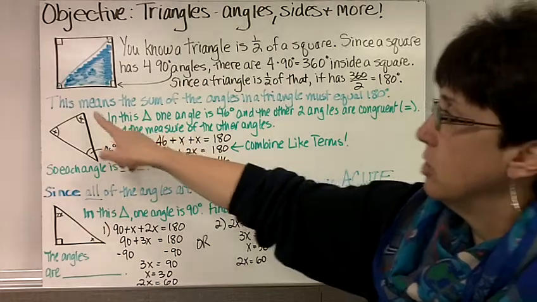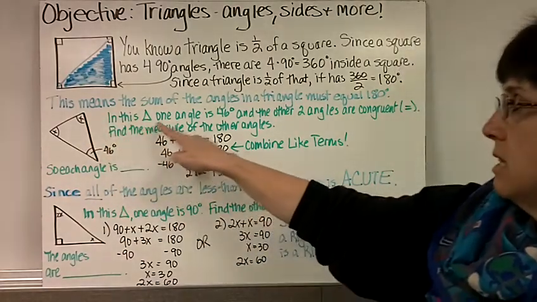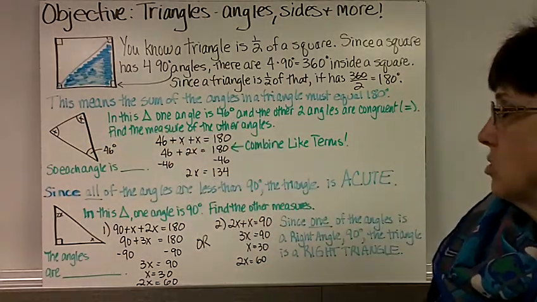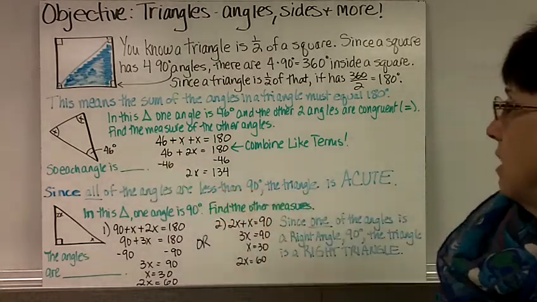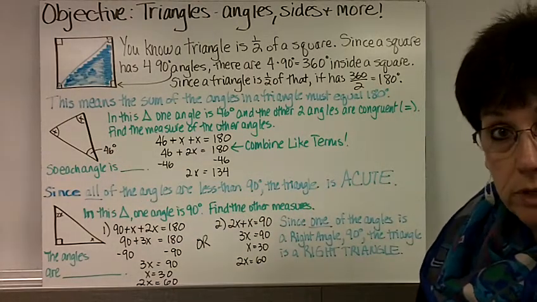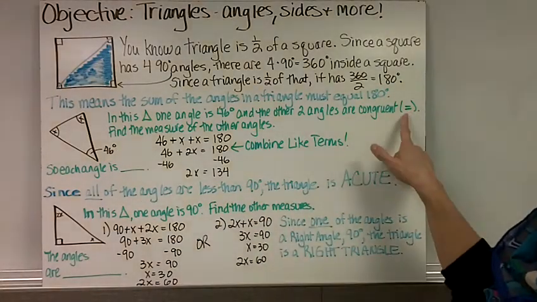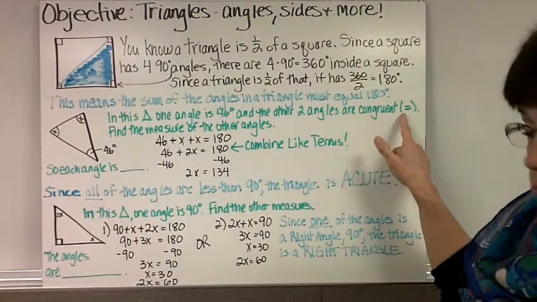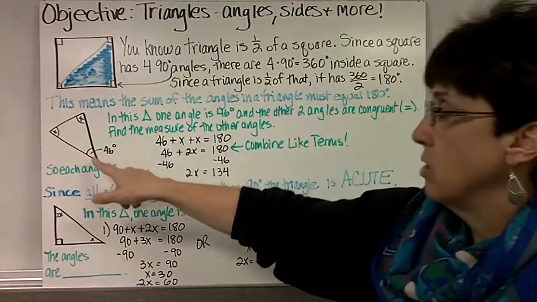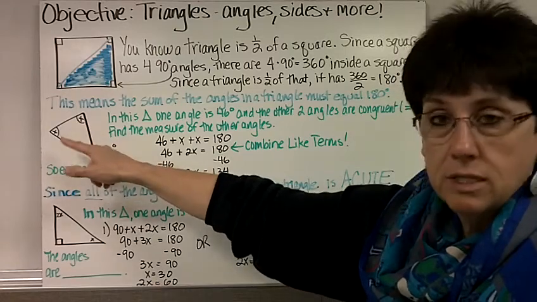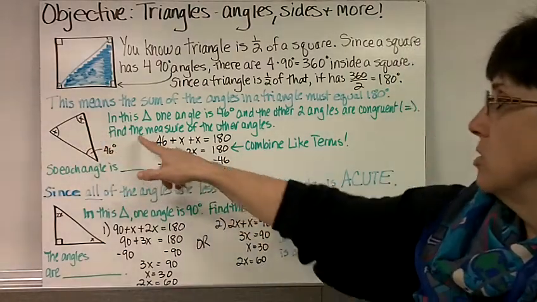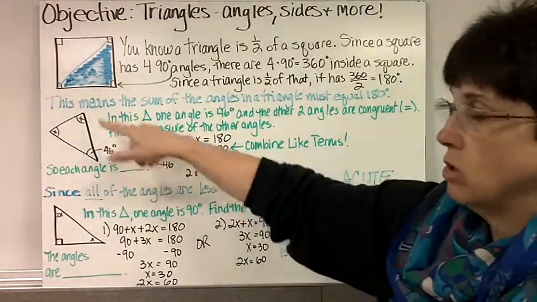All right. So here's another triangle. I said in this triangle, one angle is 46 degrees, and the other two angles are congruent. And you remember congruent is what we use to mean equals when we're doing geometry. So this shows you that they're congruent because it says x and x, okay? So find the measure of the other two angles. So what could we do?